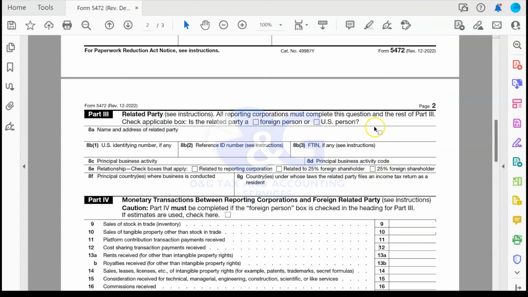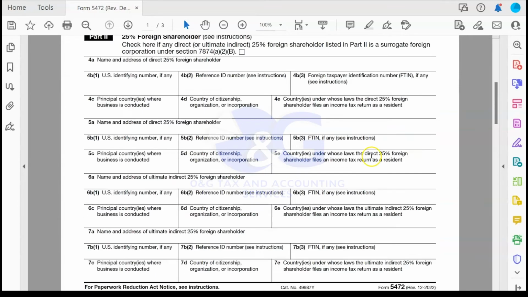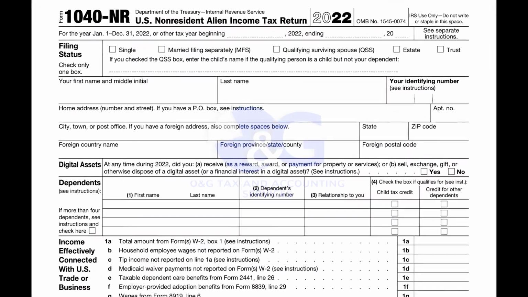If you are a foreign person and you own a U.S. LLC and we determine that your business is considered to be engaged in U.S. trade or business, you will be taxed on Form 1040-NR, not on these forms.